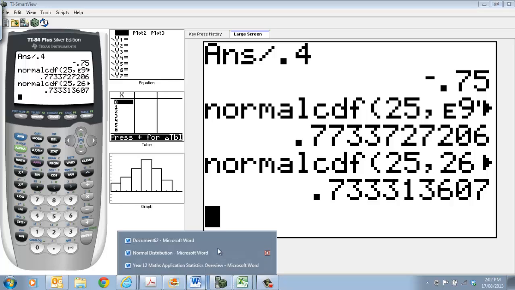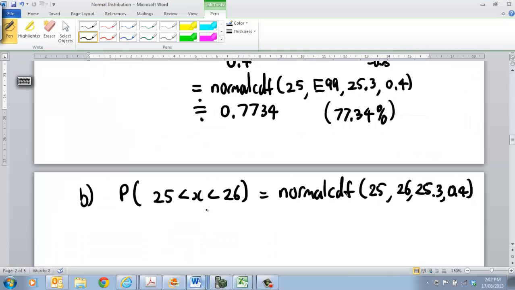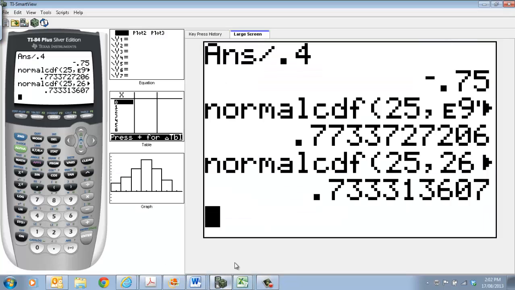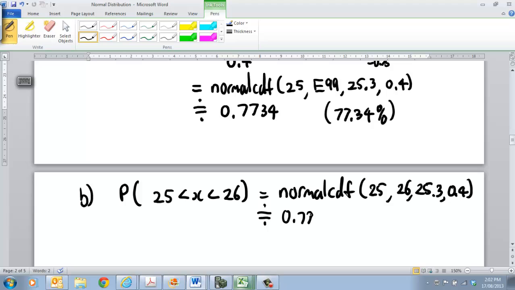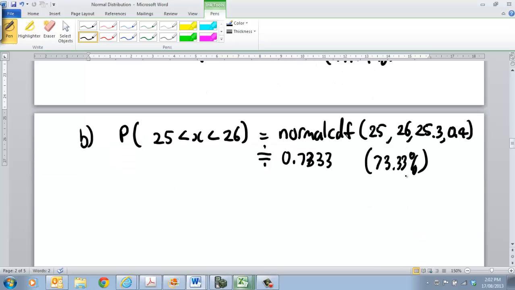73.33%. Alright, so going back to that, it's approximately equal to, because it's not exactly equal to, 0.777, no, it wasn't 77, it was 0.7333, which is approximately 73.33%. Alright, so it's pretty easy to actually do that sort of question. I might just extend that for you.